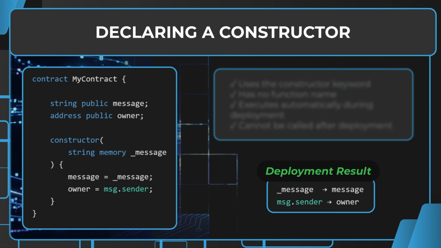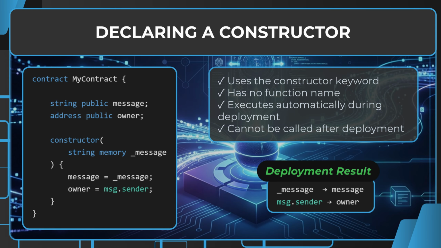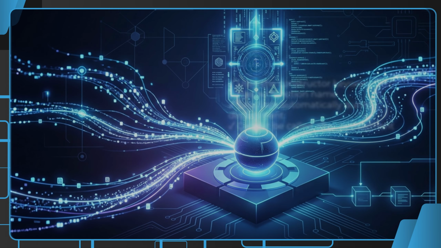A constructor uses the constructor keyword and has no function name. In this example, the deployer passes the initial message and the contract stores message sender as owner. During deployment, message sender is the account or contract that deploys the contract. One important modern Solidity detail: constructors do not use visibility keywords like public or internal.